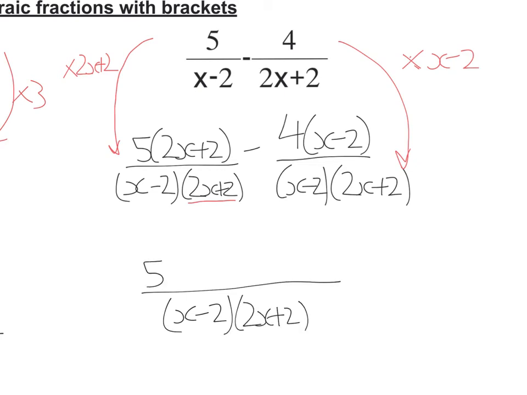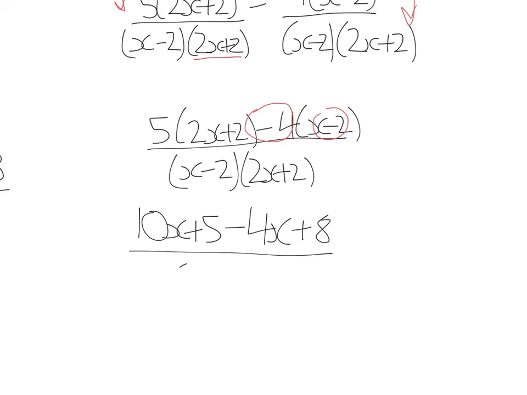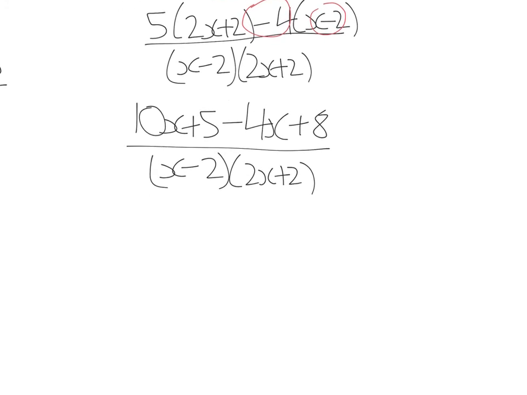Okay, I haven't expanded the brackets. I'm going to wait until I've brought them here. It reduces the chances of me making a mistake. Let's give myself some more space. Now I need to expand that top, so we're going to have 10x plus 5 subtract 4x. Now watch, here you've got a double negative, so negative 4 times negative 2 is plus 8, all over my denominator. I don't need to expand out my denominator, so I'm just going to leave it like that.